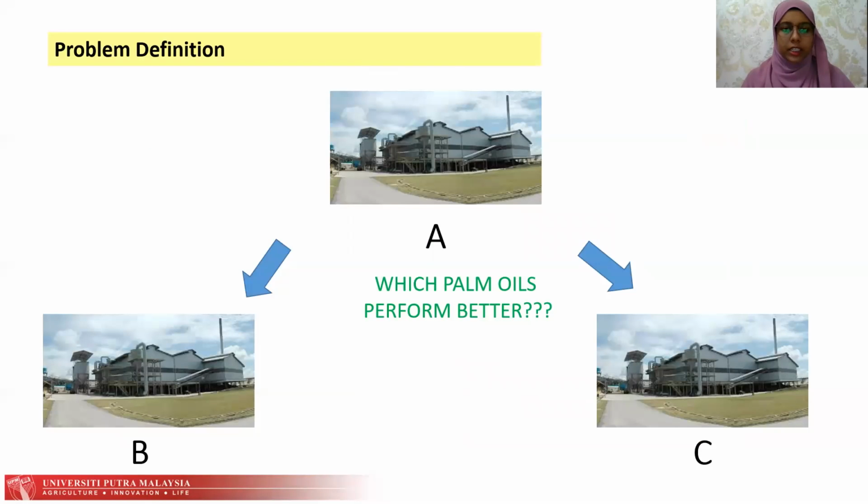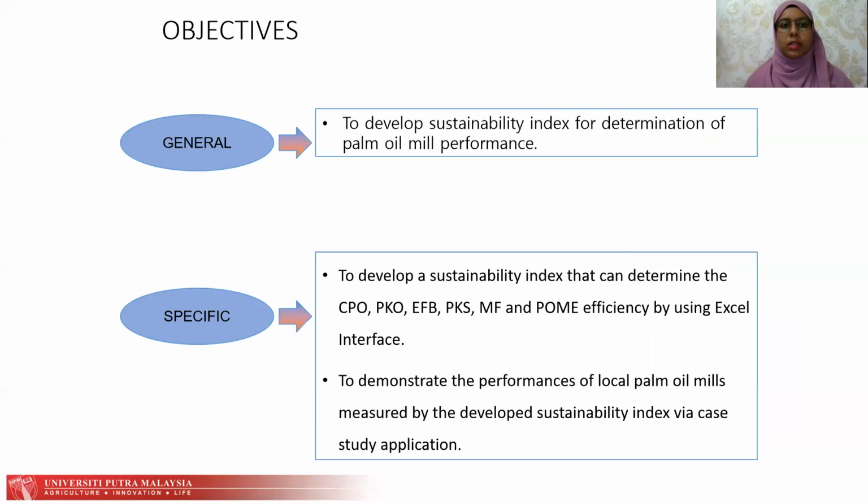So the problem definition is, my project is basically to rate which palm oil mill performs better, whether palm oil mill A has better performance than palm oil mill B and palm oil mill C. So the objective of my project is, the general objective is to develop sustainability index for determination of the palm oil mill performance, while the specific objective of this project is to develop a sustainability index that can determine the CPO, PKO, EFB, PKS, MF, and POME efficiency by using Excel interface.